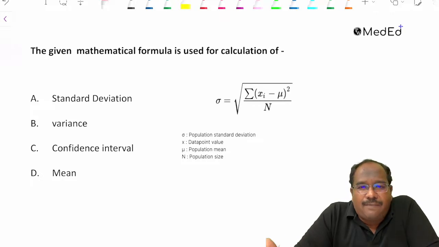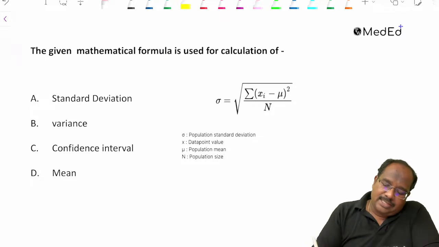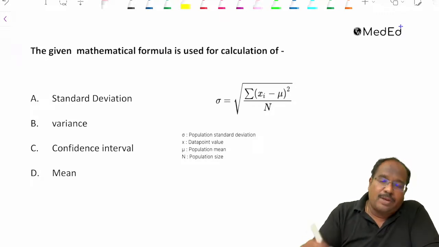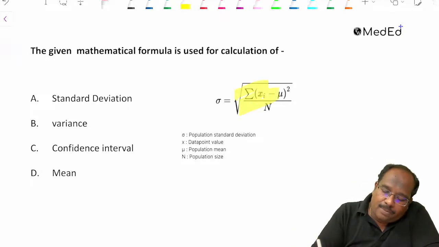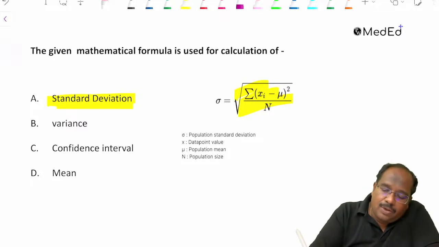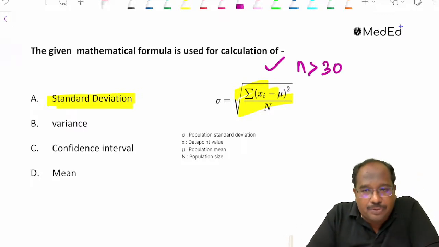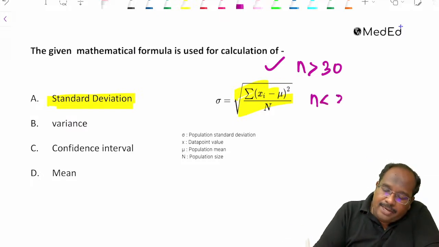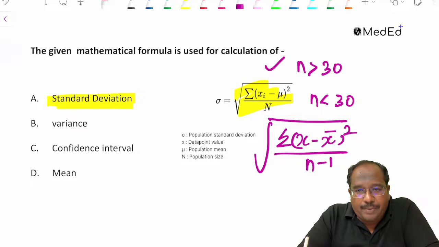The given mathematical formula is a simple and straightforward question. What is this? This is the formula of square root of summation (x minus x bar) the whole square by n. What is this the formula for? Standard deviation. When n is greater than 30, that means sample size, you use this formula. When n is less than 30, you use the formula of summation (x minus x bar) the whole square by n minus 1.